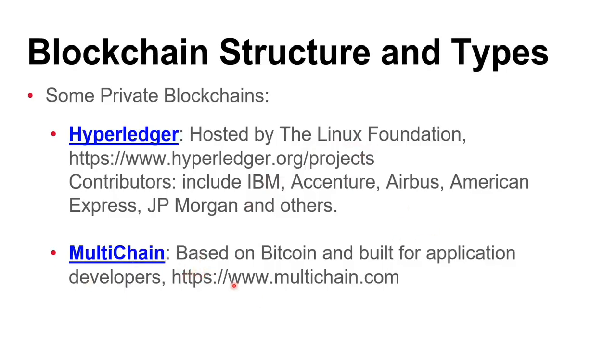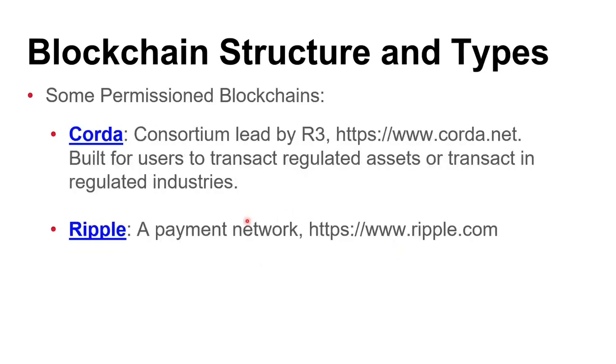MultiChain is popular, and it's based actually on Bitcoin. You could say it's a second generation version of Bitcoin that you can install on your own, and you can get more information at multichain.com. Corda can either be a private blockchain or it can be a permissioned blockchain. The vendor is R3, and you can go to corda.net and get more information. And Ripple as well, permissioned blockchain.